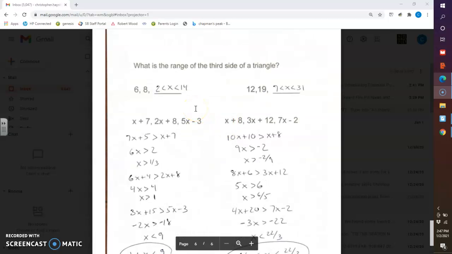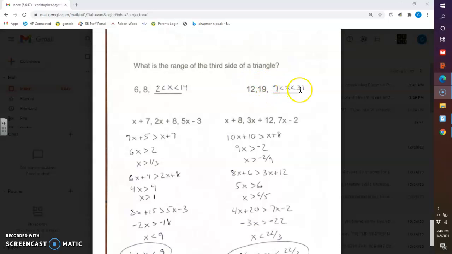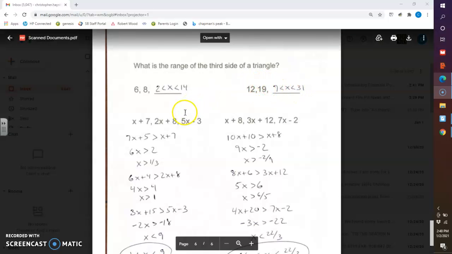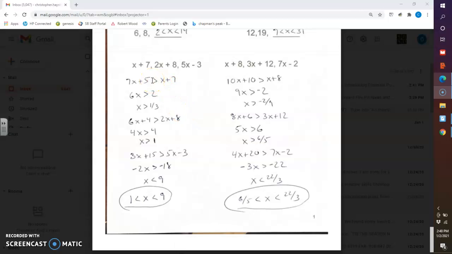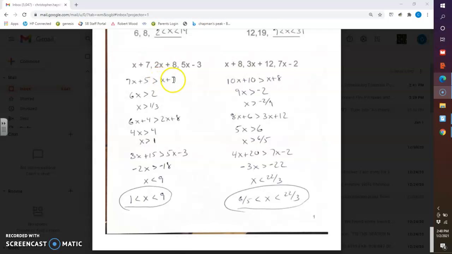Finally, the range of the third side, keeping in mind the sum of the two smaller sides always has to be bigger than the third side. We just simply do 8 minus 6 is 2, 8 plus 6 is 14. My range is between 2 and 14. 19 minus 12 is 7, 19 plus 12 is 31. My range is between 7 and 31. When you're given x's, you combine two of them and make them bigger than the third. 2x plus 8 plus 5x minus 3 is 7x plus 5, which is greater than x plus 7.